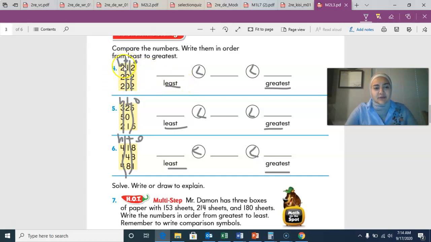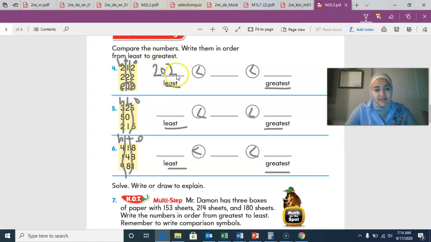200, and okay, so we're looking in the hundreds place value first, right? And in the hundreds place, they're all 2s. So if they're all 2s, then they're all the same, so we have to go and look in the tens place. Now in the tens place, we're looking for the least number. What is the smallest or least number? 0 is the smallest or least number. So 202 would be the first number in the sequence.